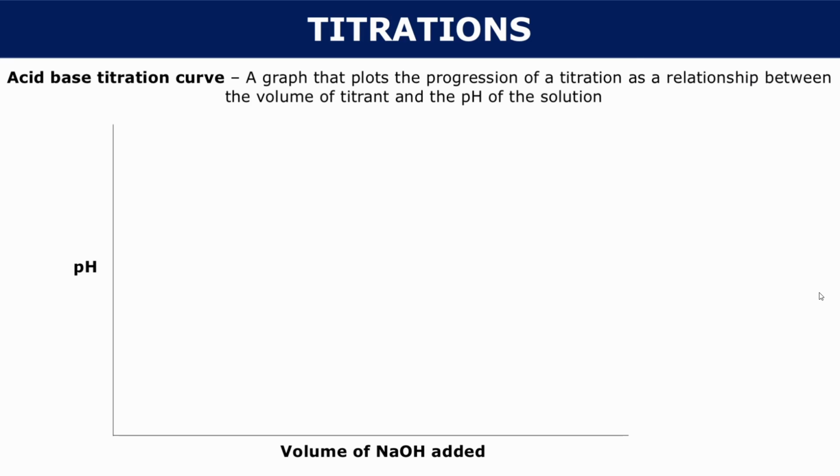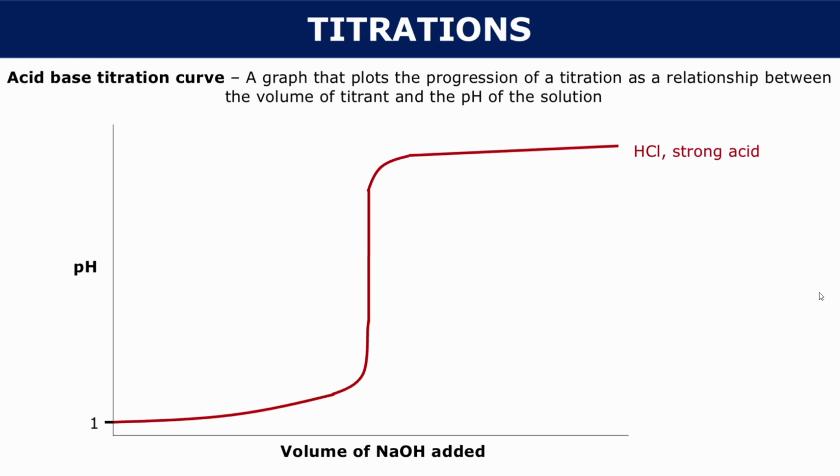It's usually plotted with pH and the volume of your titrant. In this case, since we're titrating an acid, it's going to be the base, the volume of NaOH needed. If we were to titrate a strong acid, something like hydrochloric acid, the pH at the start would be really, really low. It would take this little S-shaped curve, and around the middle you're going to have this really long vertical line.